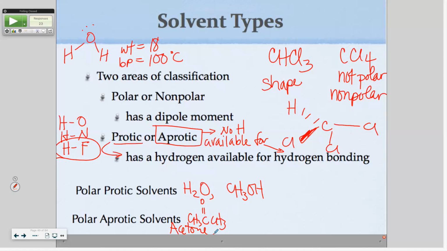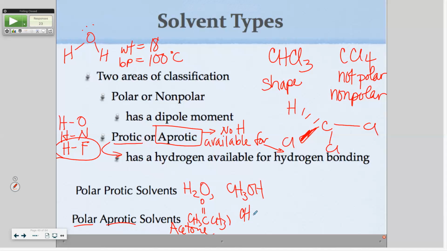Okay, acetone. So why is it polar? It's polar and it's aprotic. So why is it polar? Oxygen. Because you have that C double bond O. Where's the negative side of the molecule? It's where the O is. Okay. All right, here's another one.